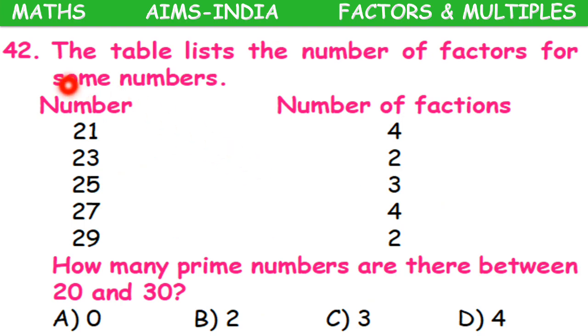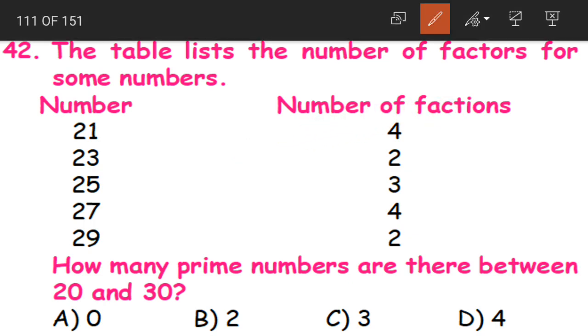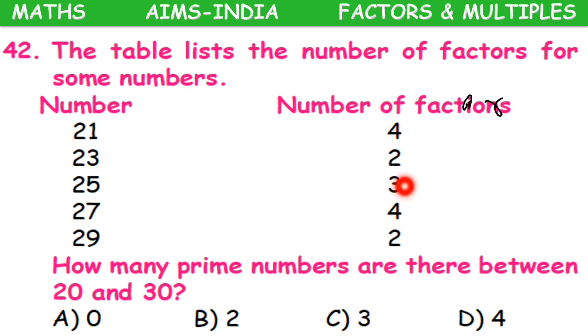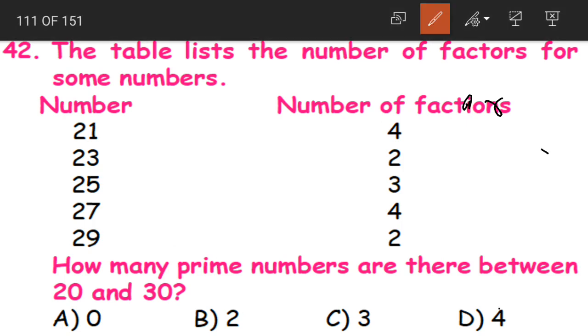Next question. The table lists the number of factors for some numbers. See here we are having a list of numbers and then we have the number of factors of those numbers. How many prime numbers are there between 20 and 30? Now all these numbers are between 20 and 30. And what about prime numbers? How many factors should they have? They should have only 2 factors, one and the number itself.